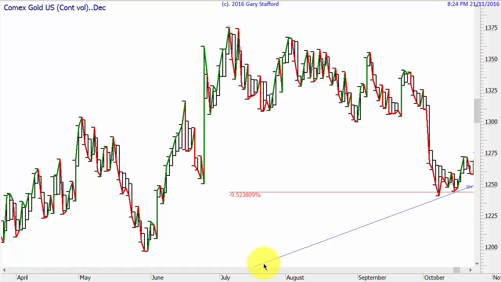Now it's a bit hard to see what actually happened on that day. One of the problems with spread betting when you do a guaranteed stop loss is you've got to have your stop loss a certain percentage away from the current market price.